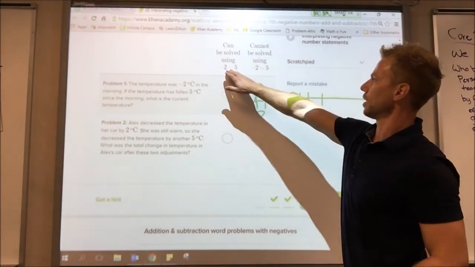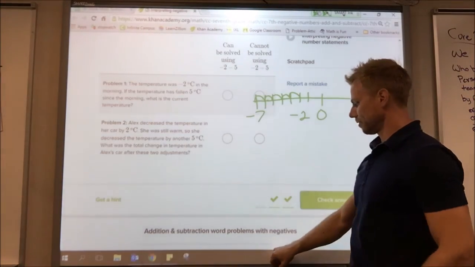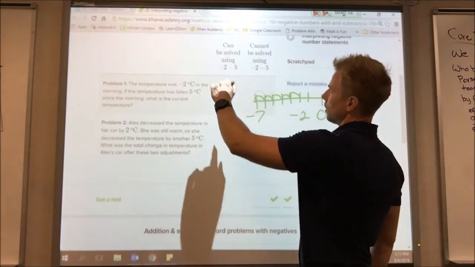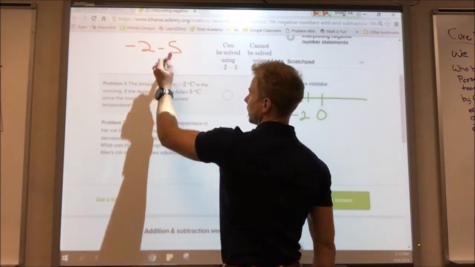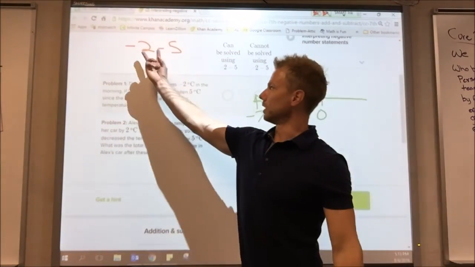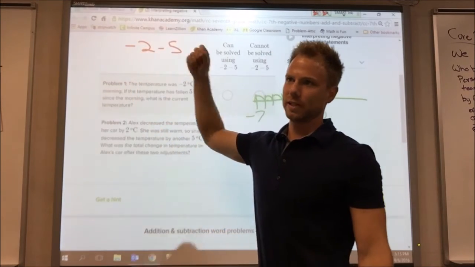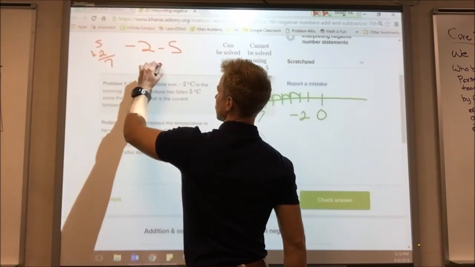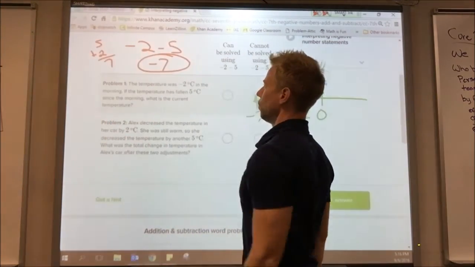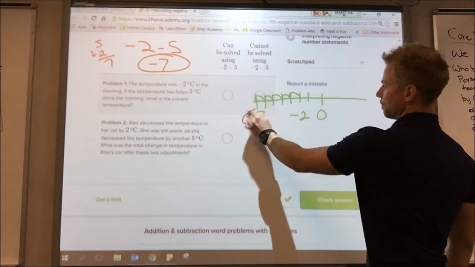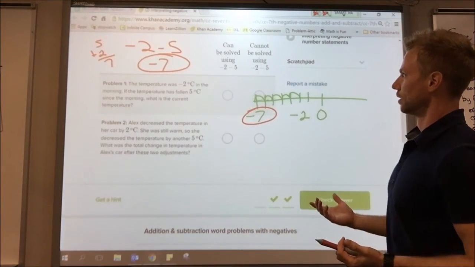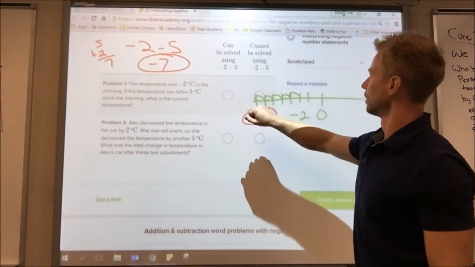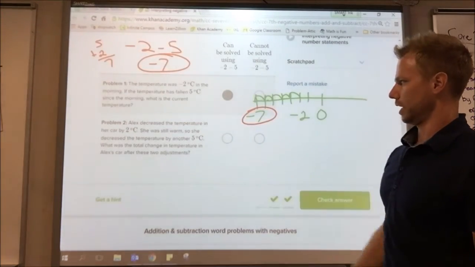So can I use this expression to get -7? Well, let's figure out what number that expression gives us to begin with. -2 minus 5. We apply our rules. We see 2 negatives, so we see like signs. That means we have to add and keep the original sign. So 5 plus 2 is 7. Original sign is negative. We want to get -7, and this problem gave us -7. So can -2 minus 5 be used? Yes, it can, because it gave us the right answer.